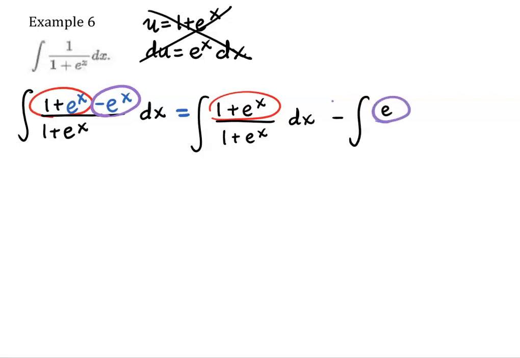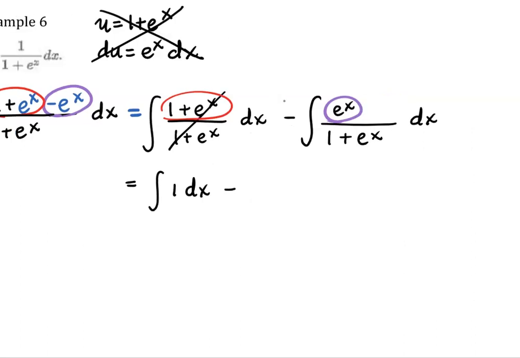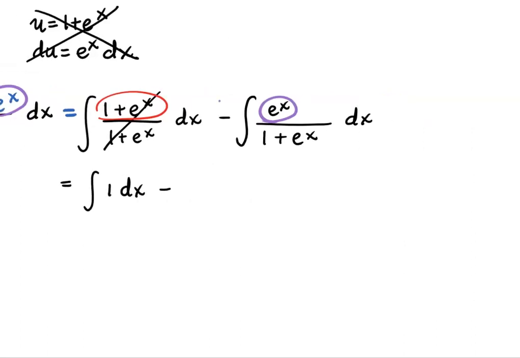That last e to the x I'm keeping in this last integral by itself. So I added and subtracted something to the numerator to give me more terms in the numerator, and then I could split this up. The first integral, 1 plus e to the x over 1 plus e to the x, just cancels, and I'm just left with 1 dx, which we know just integrates to x.